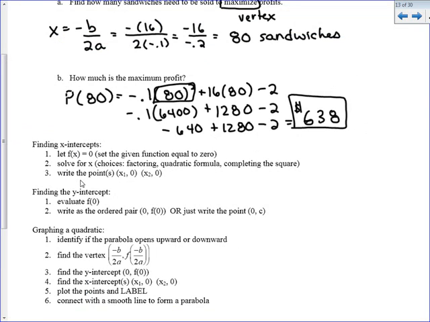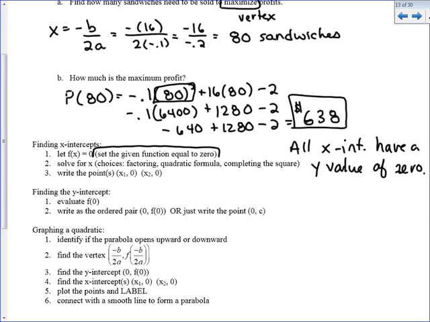For the x-intercepts, all x-intercepts have a y value of 0. And that's not just true for quadratics. That's true in life, true in any graph that you draw. The x-intercepts always have a y value of 0. So what we're going to do is take the whole function and set it equal to 0.